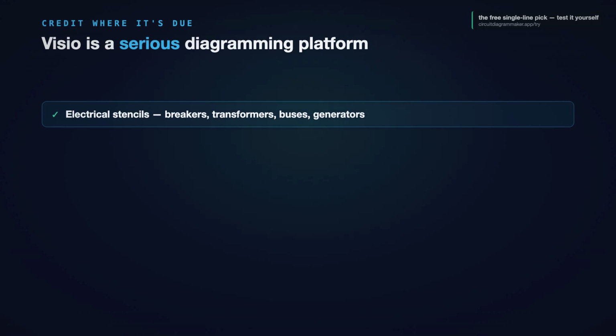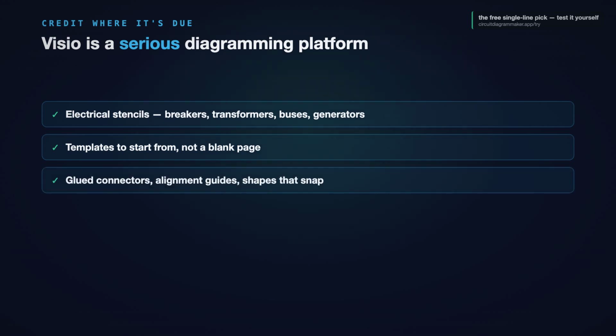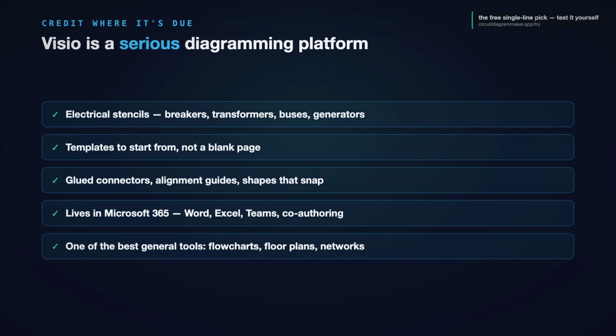First, credit where it is due. Microsoft Visio is a proper diagramming platform, and it has been for decades. It ships with electrical stencils you can build a single line diagram from: breakers, transformers, buses, generators, switchgear shapes, plus templates so you start from more than a blank page. The shapes snap, connectors stay glued when you move things, alignment guides keep the bus bars straight, and the whole thing lives inside Microsoft 365 next to Word, Excel, and Teams. If your job already runs on Microsoft, that integration is real value.